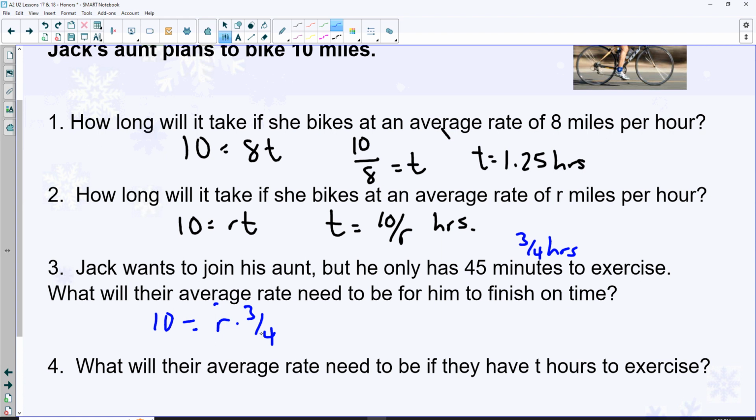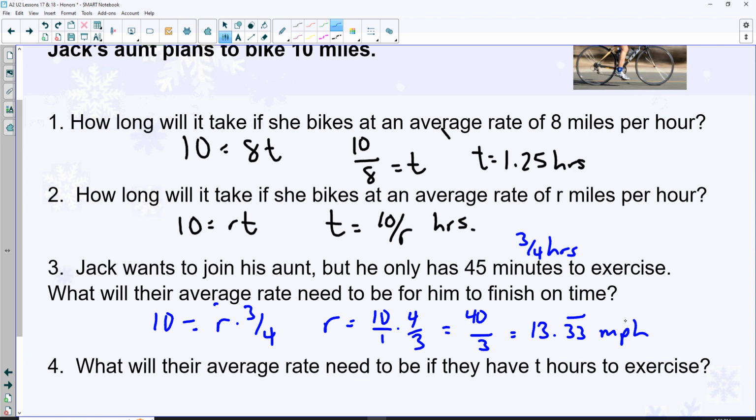And so we need to solve for R. Remember to cancel out a fraction. You can multiply by the reciprocal. So you get R equals 10 over 1 times 4/3, which is 40 over 3. 13.33 miles per hour. That's not terrible. I think I can manage that.